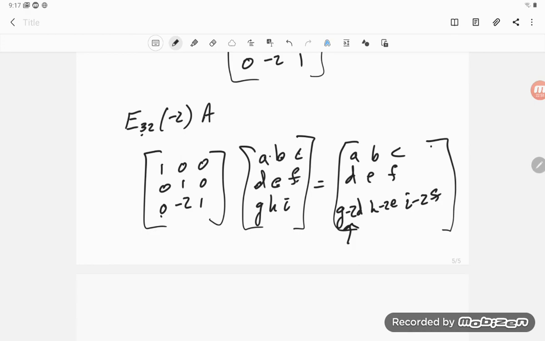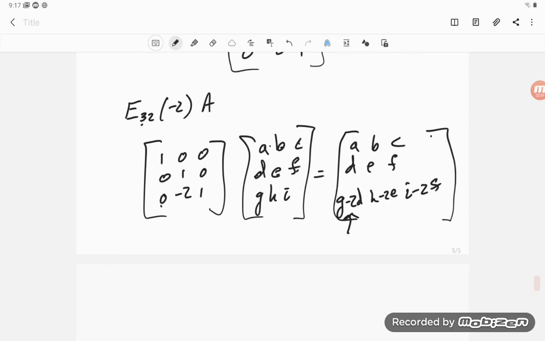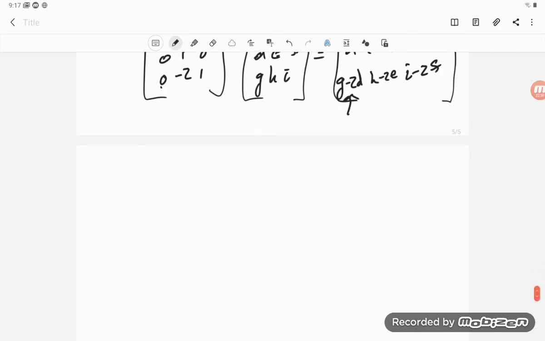Okay. So those are our row operations with matrices. So we're using matrices to do our row operations.